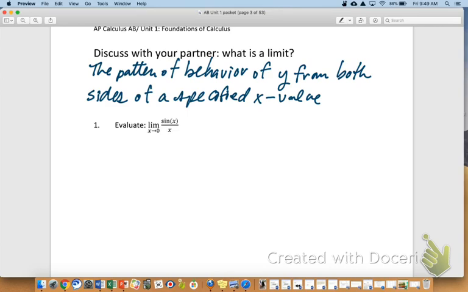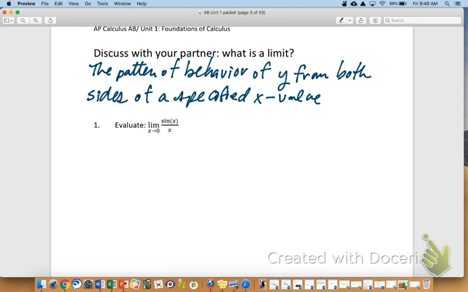And it really doesn't matter if I teleported or had a secret doorway. It really doesn't matter. The limit would be the doorway. We don't really care if I ever stood there or not if we're talking about a limit. Does that make sense? When I say pattern of behavior of the y from both sides, that would be sort of an illustration. Make sense?